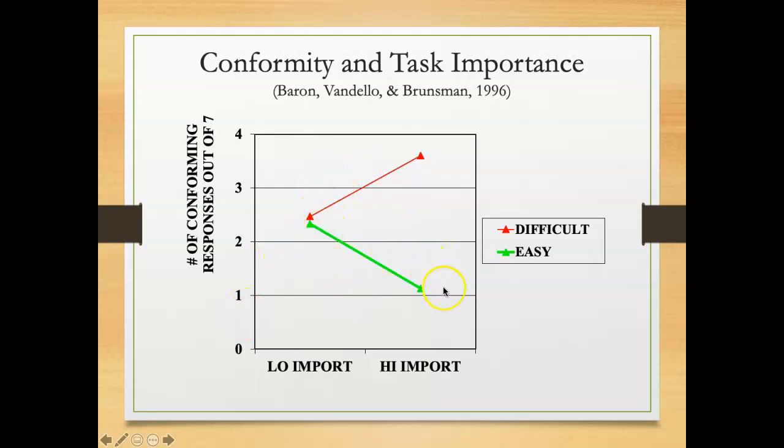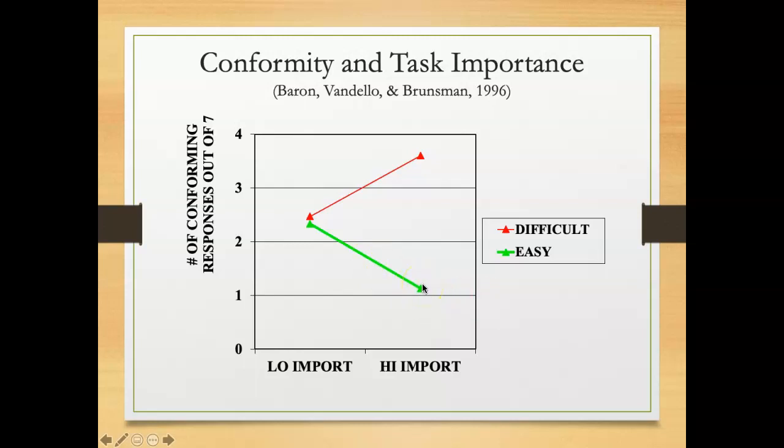What about in the high importance condition? Well, you can see as importance goes up, in the case of an easy task, the more important it is, the more people are likely to reject what the Confederates said. They don't conform. That makes a lot of sense.